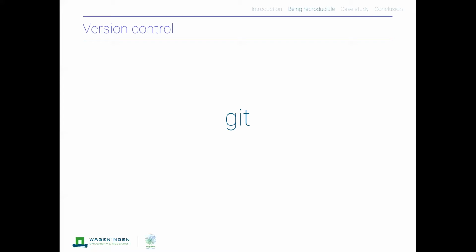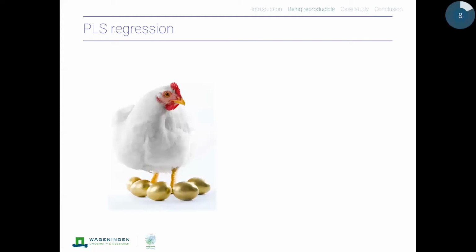So I'm not going to talk about Git, but I am going to talk about other ways of being reproducible in your research. And I chose PLS as an example. We've seen more presentations than I anticipated about PLS, but of course PLS is the chicken with the golden eggs of the area of chemometrics.